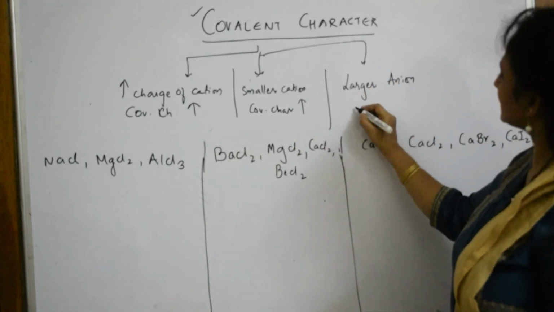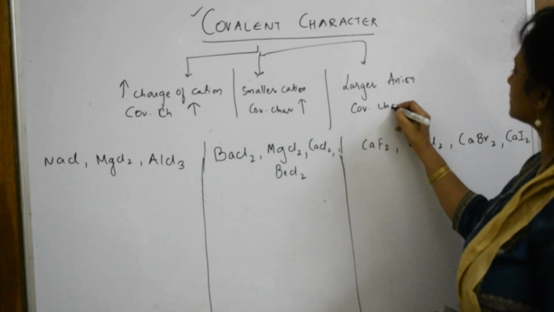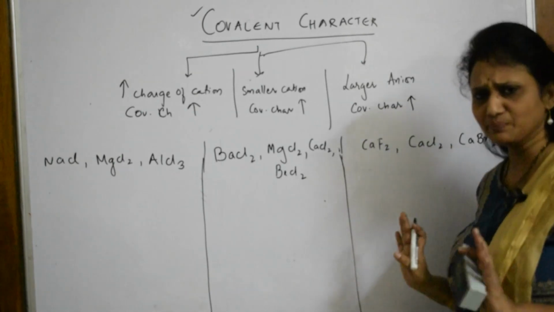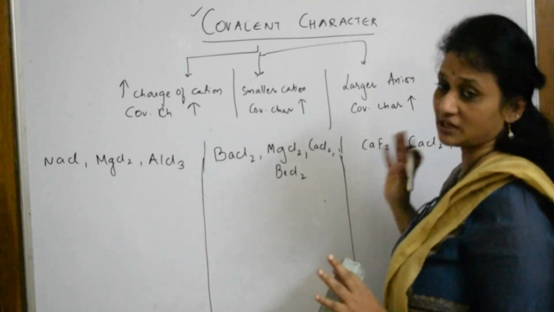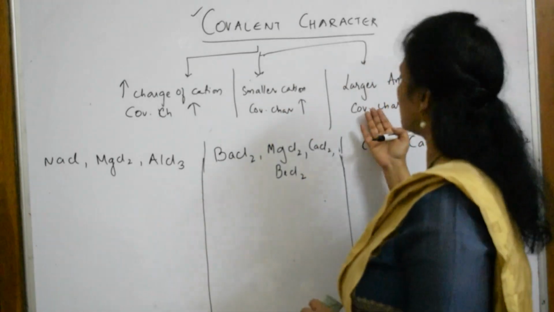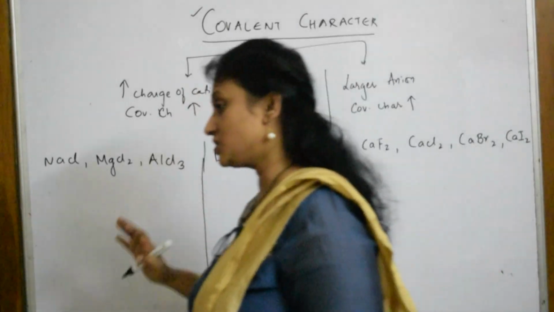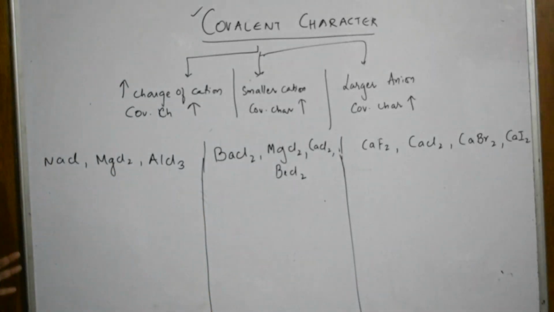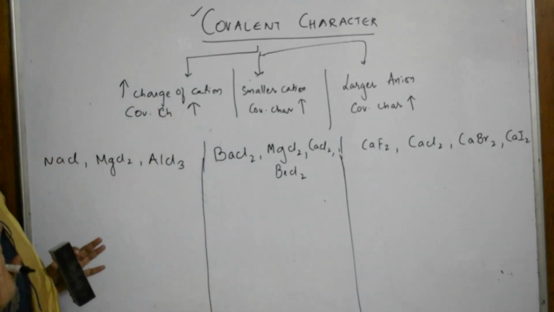If the anion is larger, again the covalent character will be more. Remember, simple, isn't it? Smaller cation, larger anion. We know that. Covalent character more, covalent character more. So here also the cation charge is more, covalent character is more. So simple.